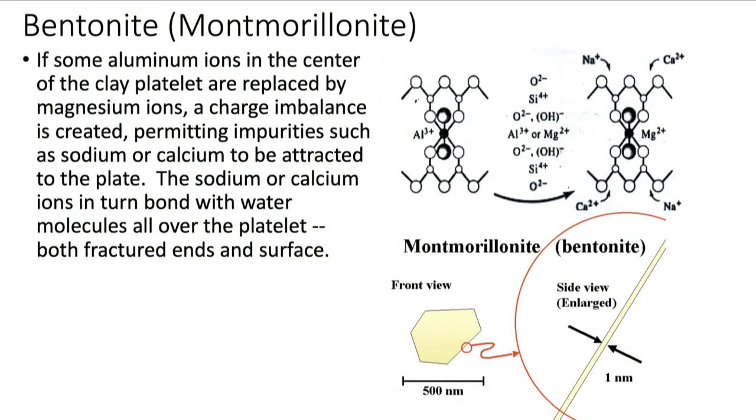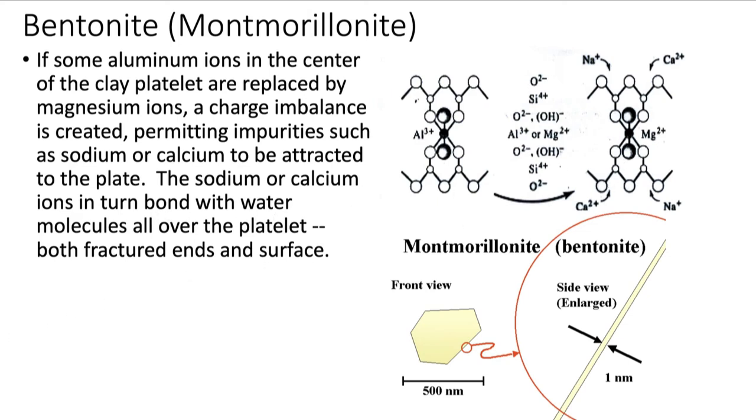So the aluminum ions are in the center, and some are replaced by magnesium ions in the clay platelet. A charge imbalance is created. Okay, so you have aluminum or magnesium in here. And so these sodium or calcium ions can bond to the surface of it. And then the water bonds to those.